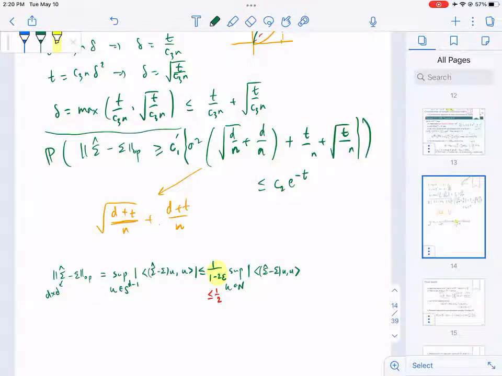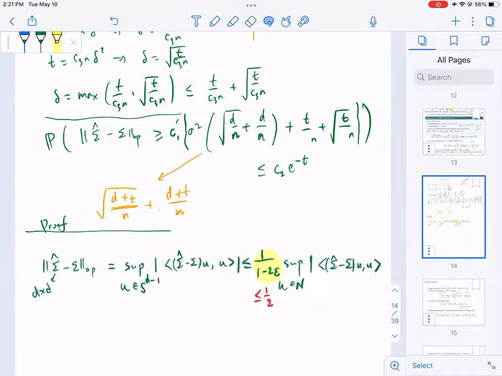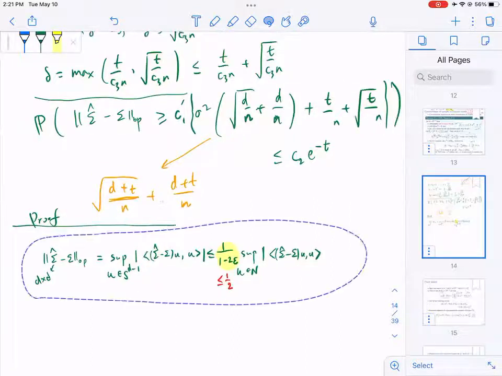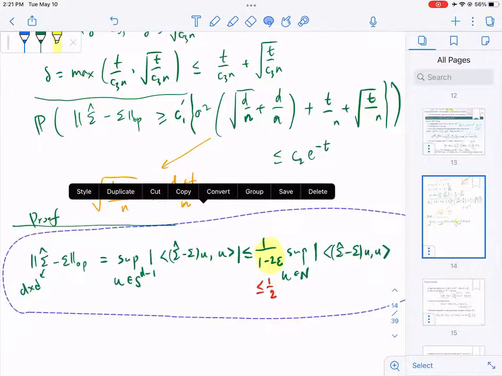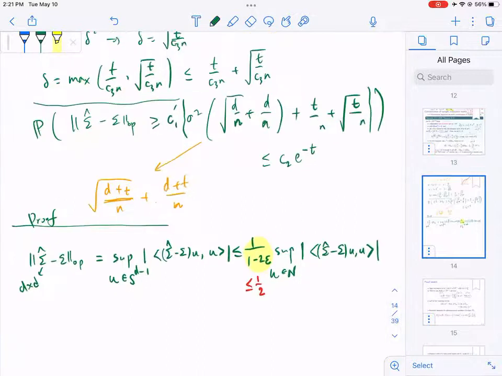So how do we proceed in proving something like this? We did some calculations. Proof. Let's remember this little idea here. So the first step is to just write something like this variational characterization. That's one approach to controlling the operator norm. That's the one that we have been using so far.